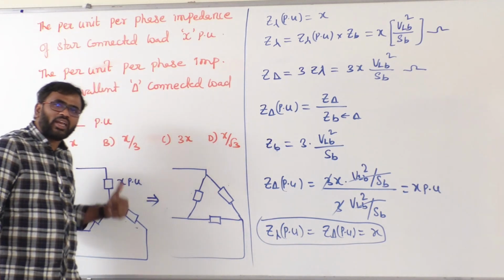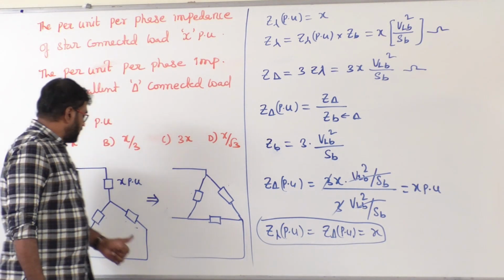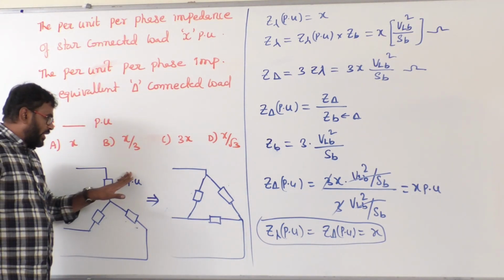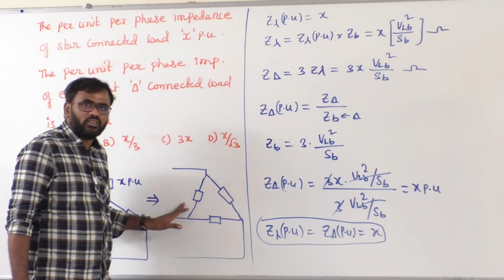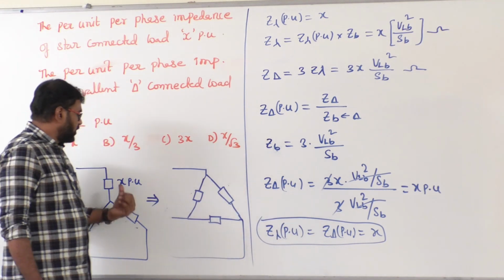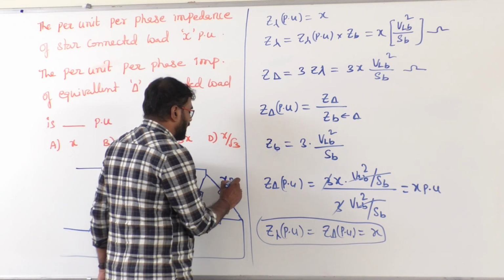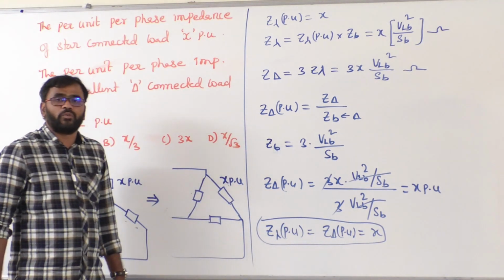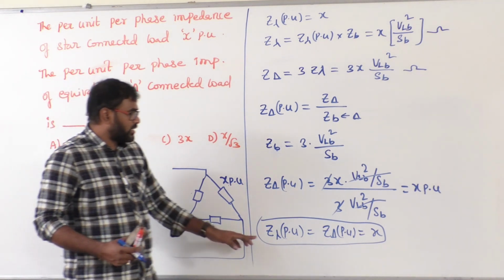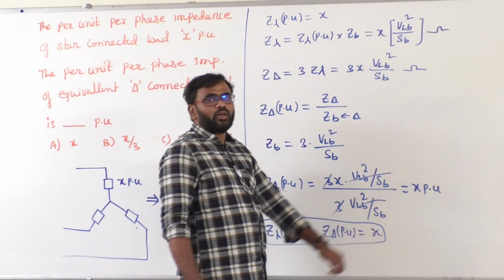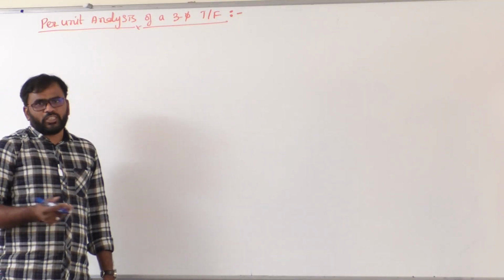But if you convert star to delta, the actual impedances will change. Sir, the actual impedance, for example, here is X ohms and X ohms. But what about the actual impedance of the delta connection here? 3 times the X. But the per unit impedance here is X per unit, the same. So this is a very important conclusion. Please remember this: Z star per unit equals Z delta per unit. Now we will see per unit analysis of a 3-phase transformer.